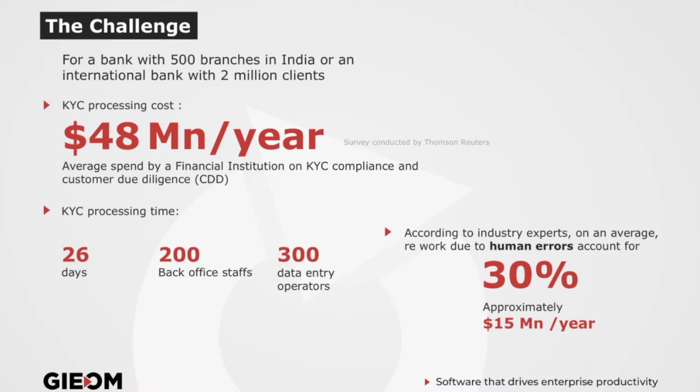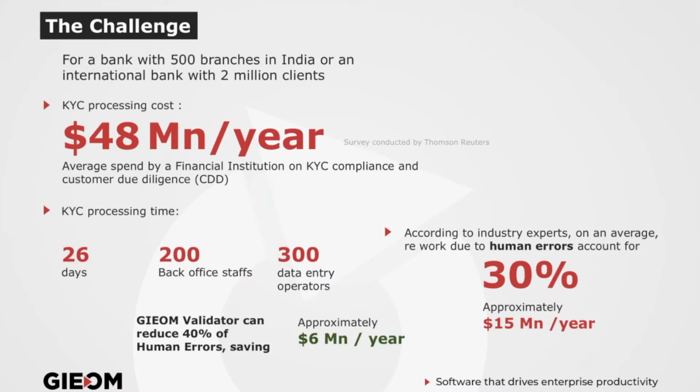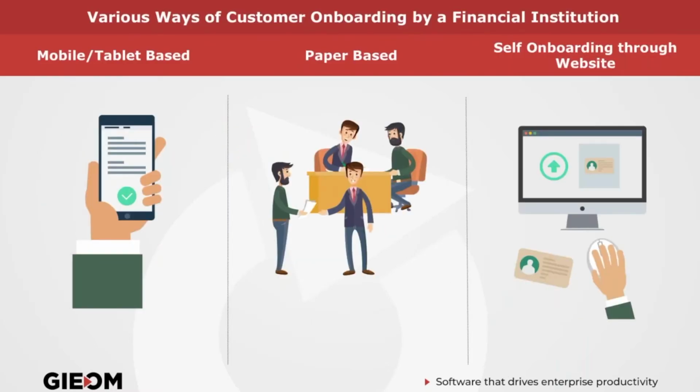If you take one of the banks we worked with, it takes around 26 days to onboard a customer if it is a small and medium enterprise or a business customer. They have around 200 people to validate whether the data they're collecting from the customer is correct, and whether it is complete or not. Then there are around 300 people asking, am I keying it into the right system in the right way? So there's a lot of work happening in this area. We believe GIEOM Validator can reduce the error rate by around 40%, which straight away brings around $6 million into the bottom line.